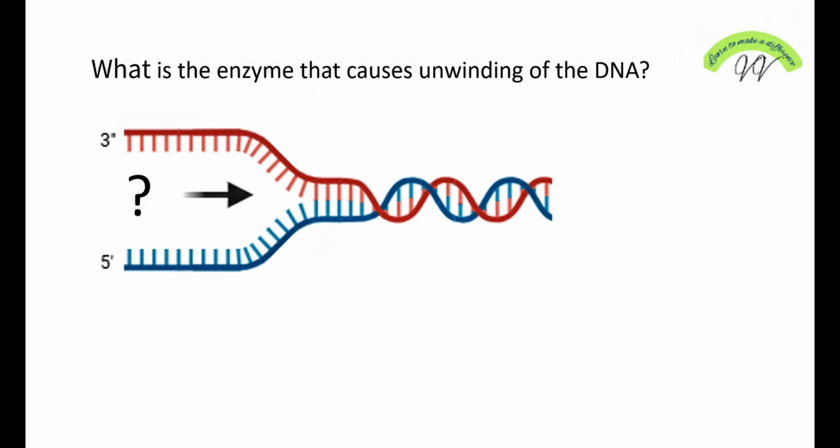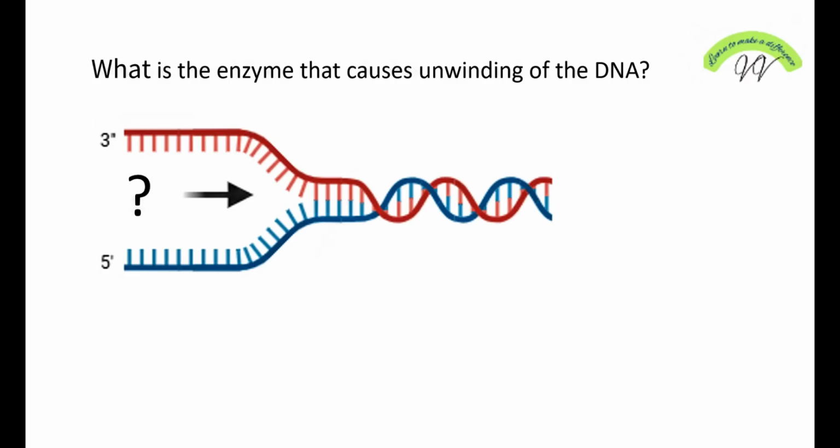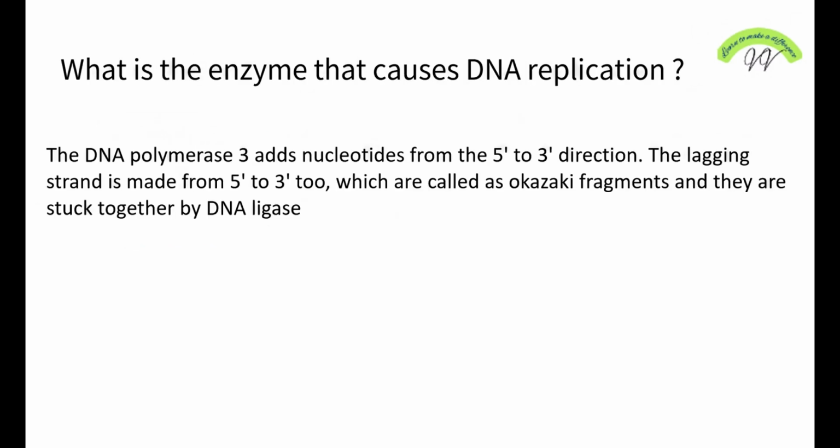Basically, what is DNA unwinding? So, if this is the DNA, it looks like this. This area is known as the replication fork. The question might show you a picture like this and ask you what enzyme unwinds it. Exactly, you are right. The answer is helicase. After the DNA is unwound, DNA polymerase 3 adds nucleotides from the 5' to the 3' direction.